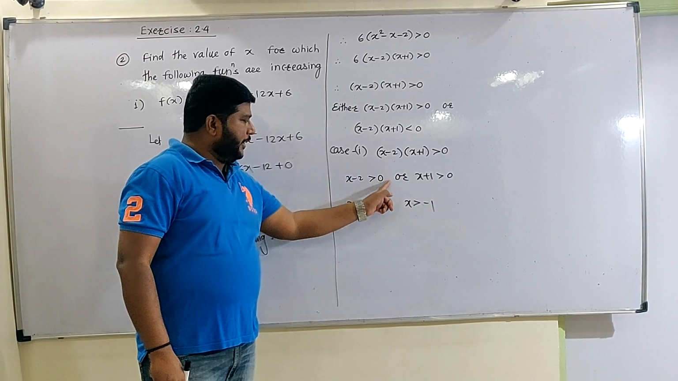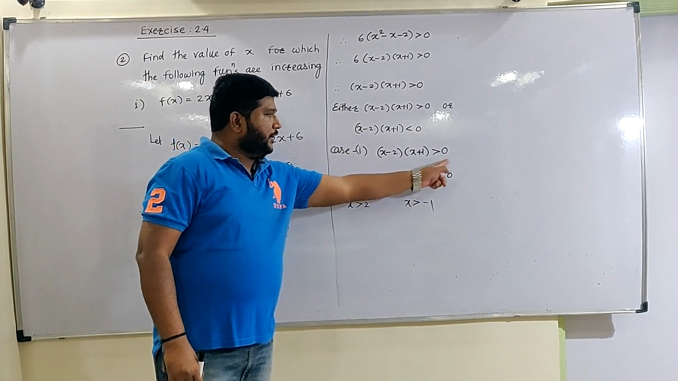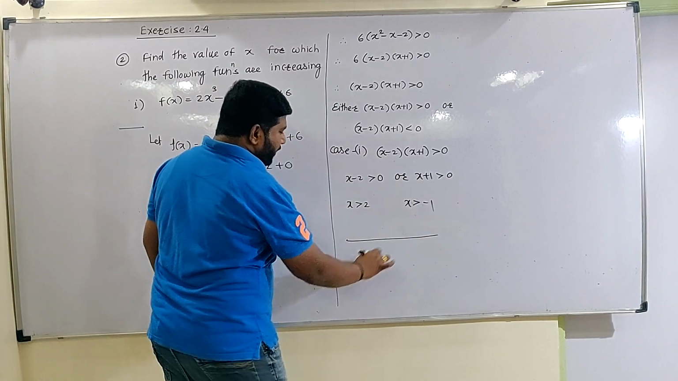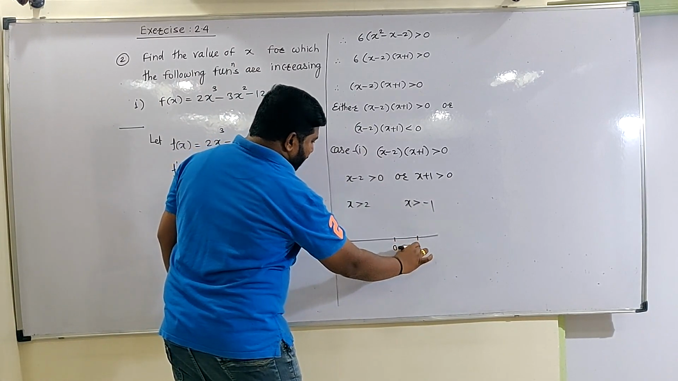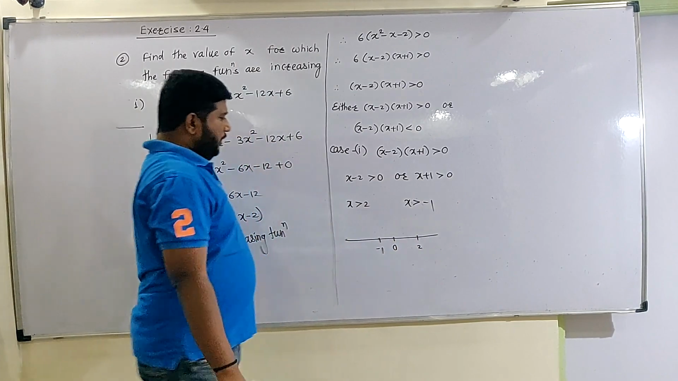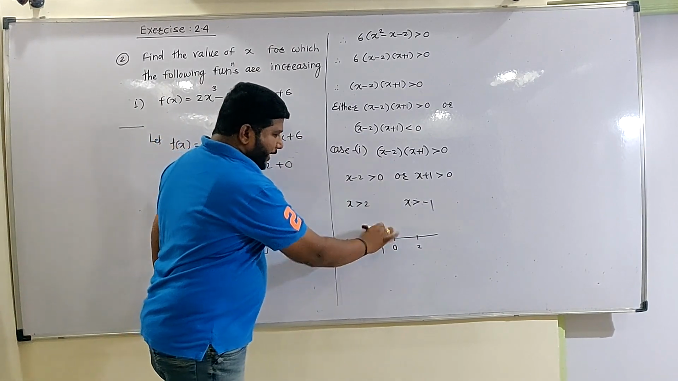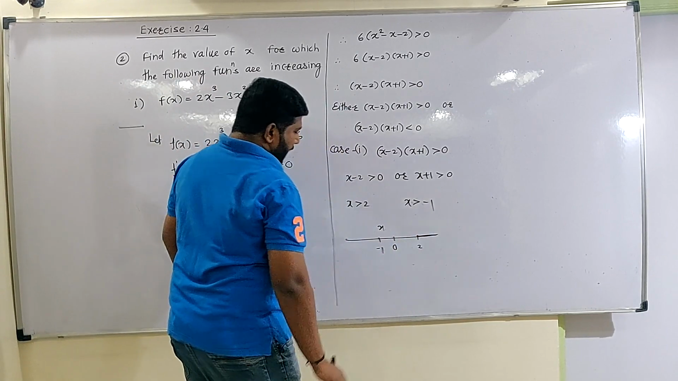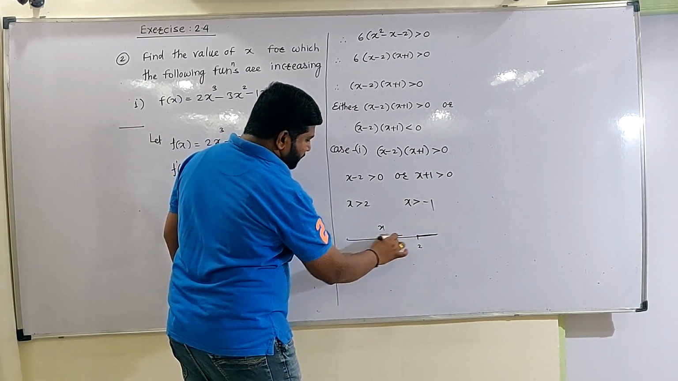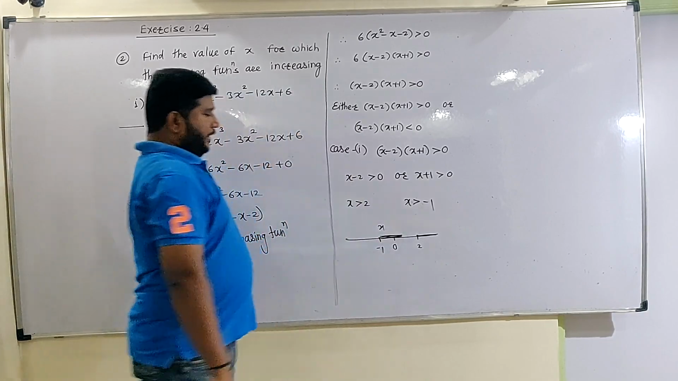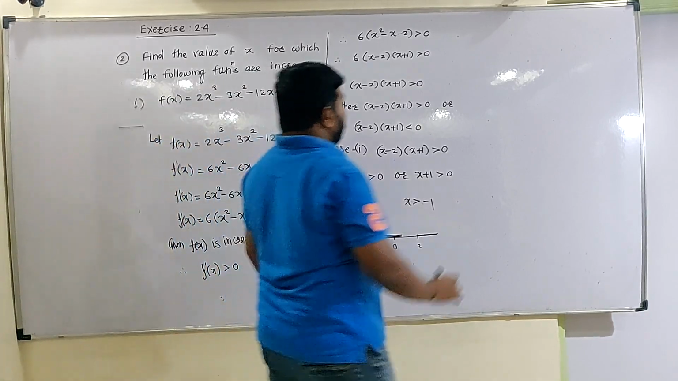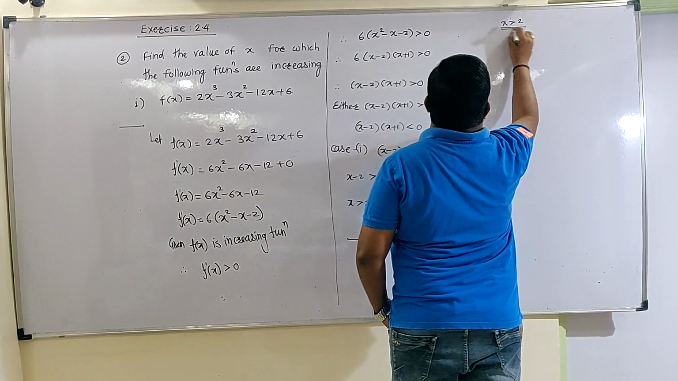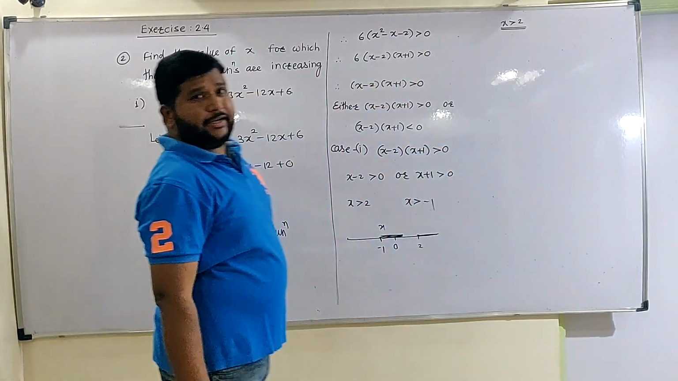ये -2 राइट साइड को +2, ये +1 राइट साइड को -1. सो रियल लाइन में हम कंसीडर करेंगे ये 0 है, यहाँ पर 2 है, यहाँ पर -1 है. ये वेरिएबल है x is greater than 2 and x is greater than -1. So therefore we consider x is greater than 2. ये पहला पॉइंट हमें मिल गया, x is greater than 2.